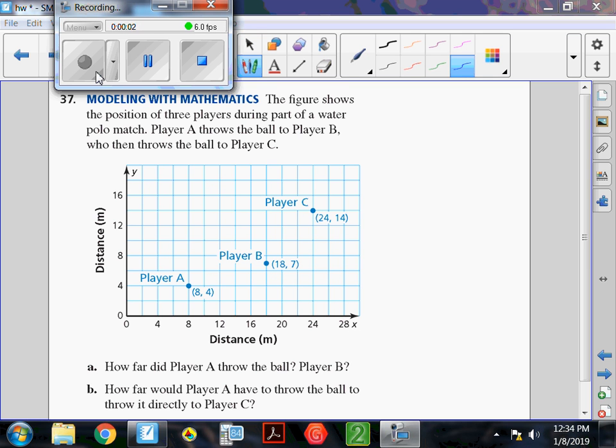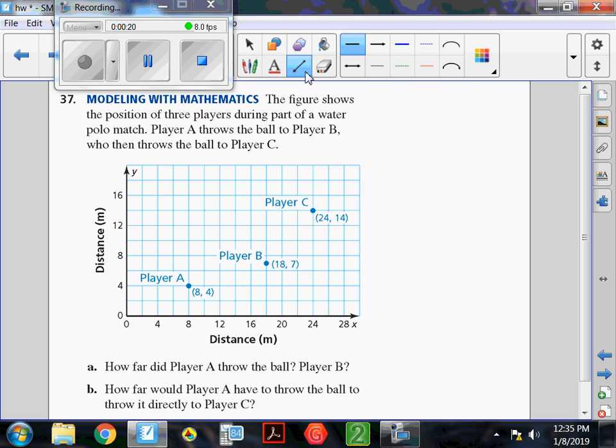This is the Unit 7 homework for targets 3 and 4 out of the book, page 25, number 37. The figure shows the position of 3 players during part of a water polo match. Player A throws the ball to player B, who then throws the ball to player C. How far did player A throw the ball and player B throw the ball?